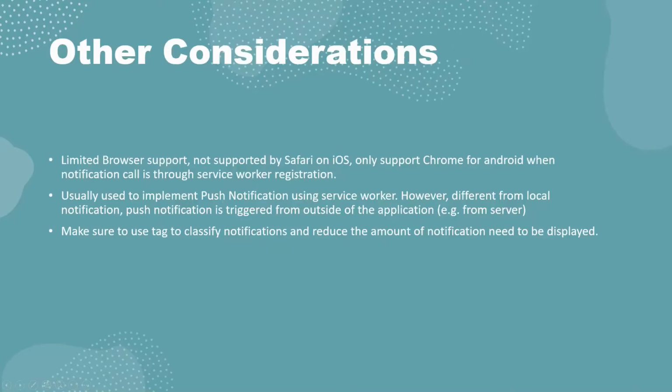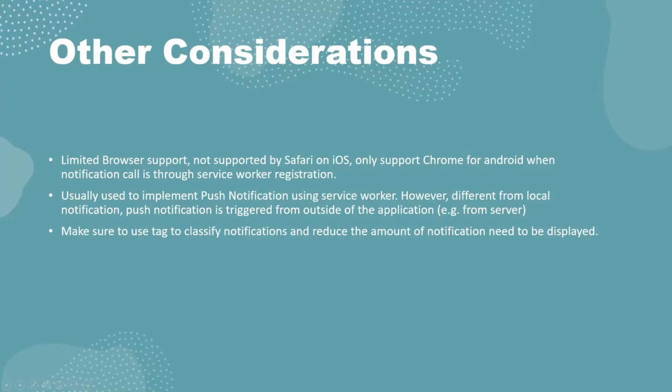Okay, finally, I want to talk about some other considerations you should think about when deciding if you want to implement the notification using the API or not. So first of all, as we talked about, the notification API has limited browser support. As of the time of this recording, it's not yet supported by Safari on iOS. And on Chrome for Android, the notification is only supported when the call is made through the service worker registration. If you're using the non-persistent way of generating notification, it will not work on Chrome for Android.